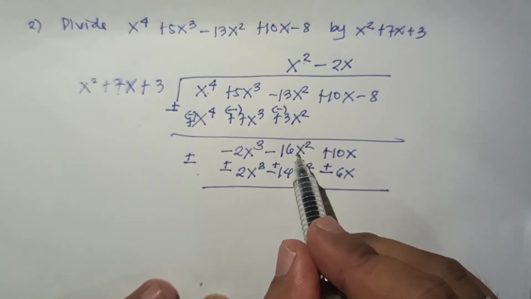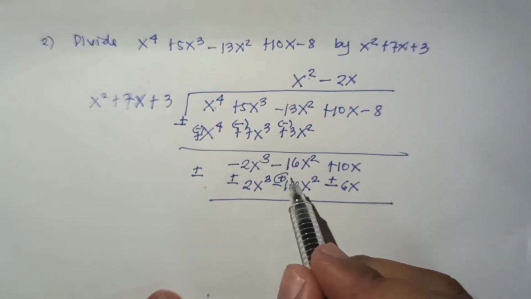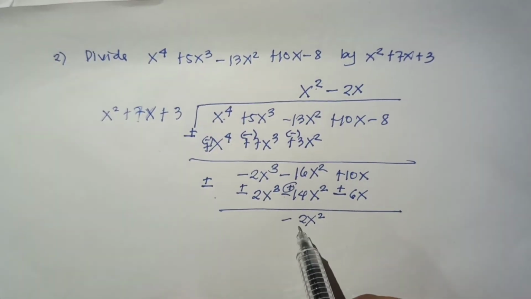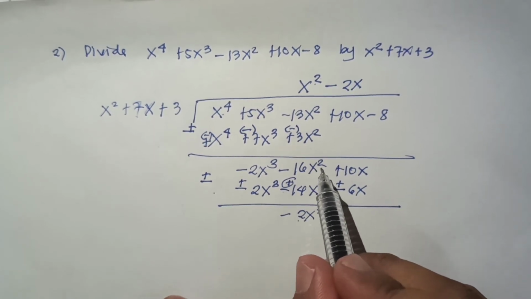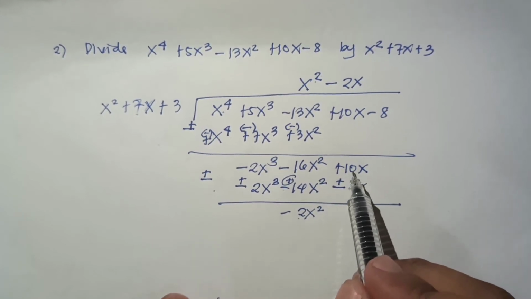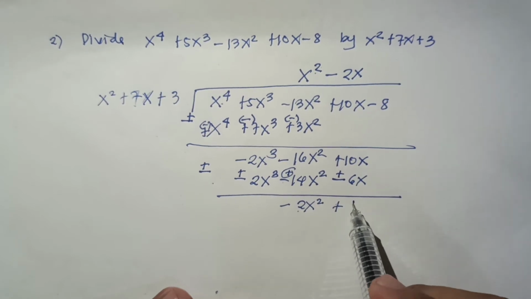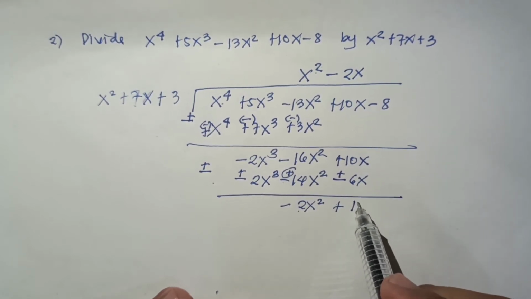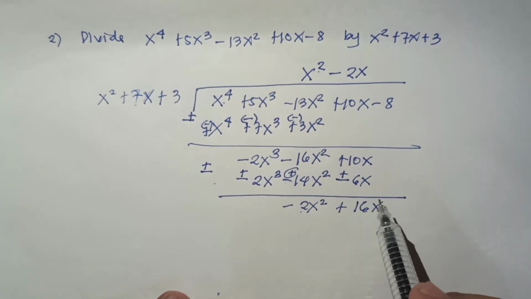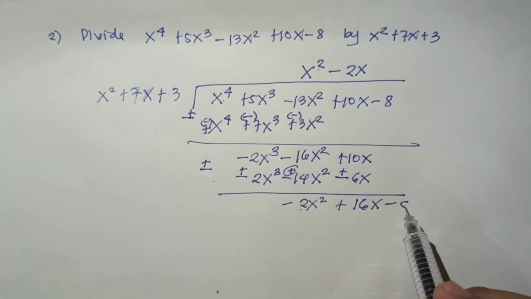So negative 16x squared plus 14x squared, we have negative 2x squared. That is the result of negative 16x squared plus 14x squared. Next is 10x plus 6x, that is equal to 16x. So we have here minus 8.